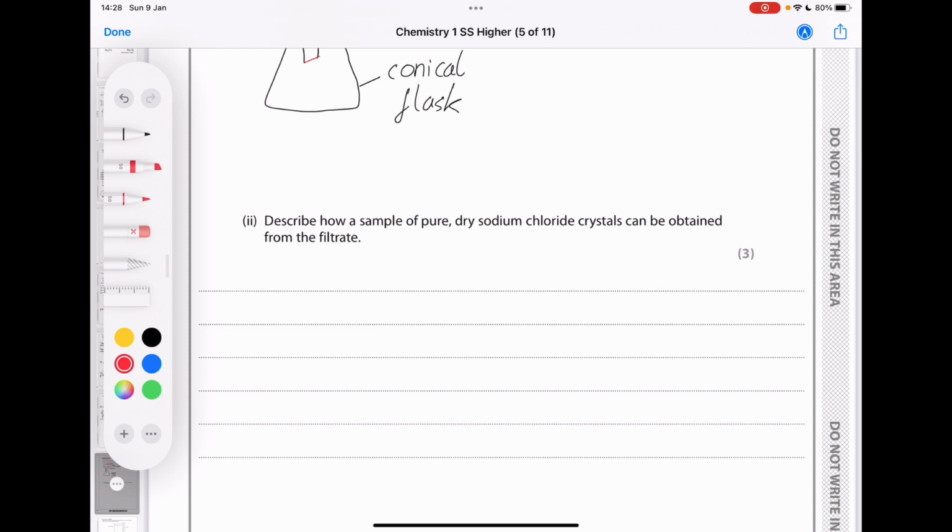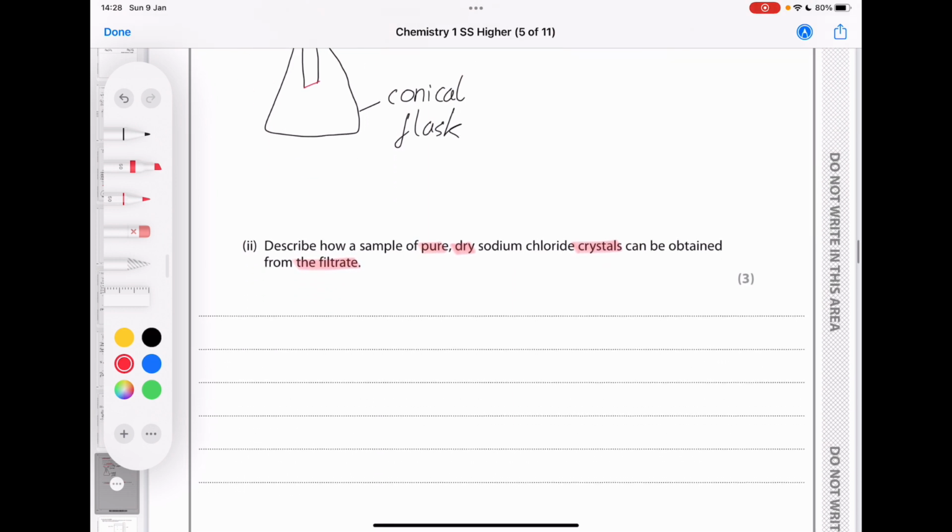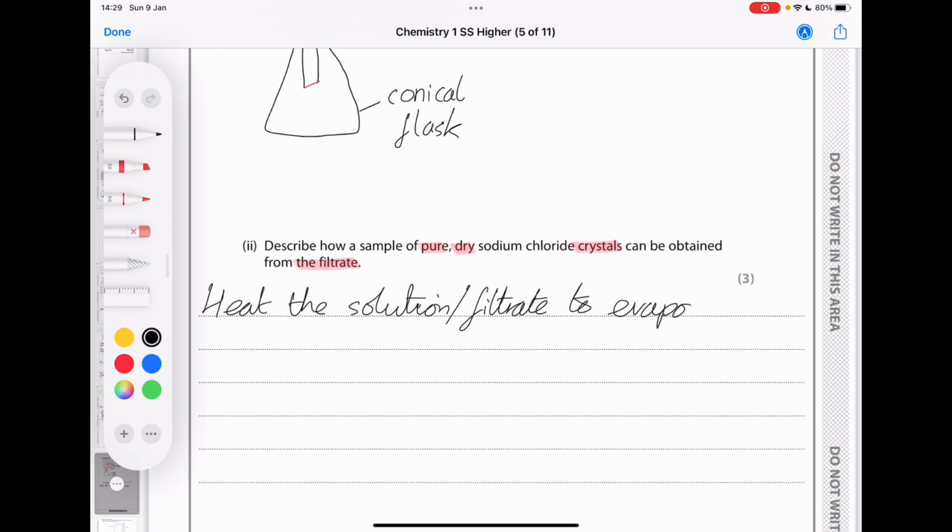Part 2 asks how you could get a sample of pure, dry sodium chloride crystals from the filtrate, i.e. the liquid after you have filtered out the insoluble bits of rock. So the first thing I would say is that we would heat the solution or the filtrate to evaporate some or most of the water.